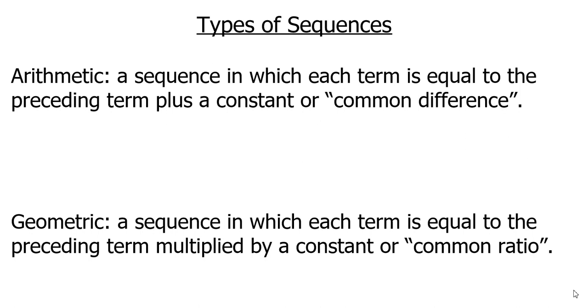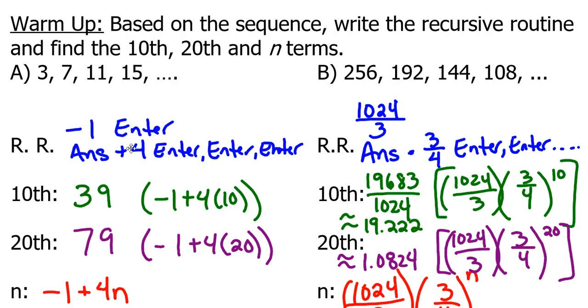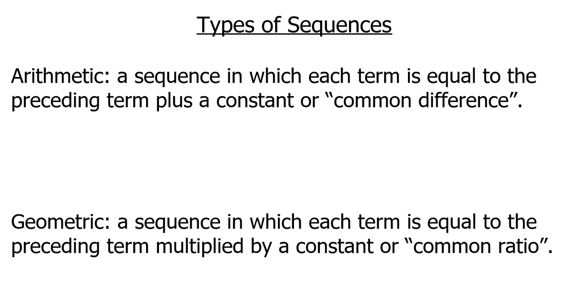So as I look at my two sequences, the one on the left would be considered arithmetic because it had that common difference of 4 every time. And the one on the right would be geometric because it had that common multiplier, that ratio of 3/4. So as we go forward, we're going to start asking, not only can you find the recursive routine, the expression or equation to represent the pattern, finding different terms, but what type of sequence does it represent, arithmetic or geometric?